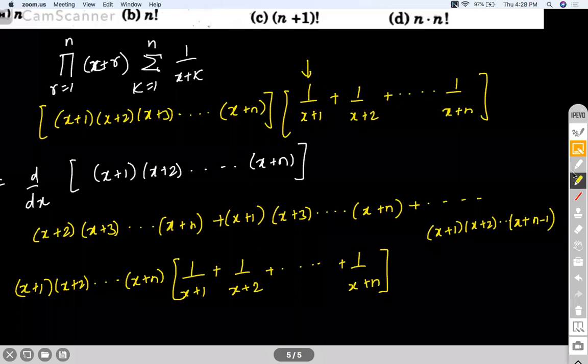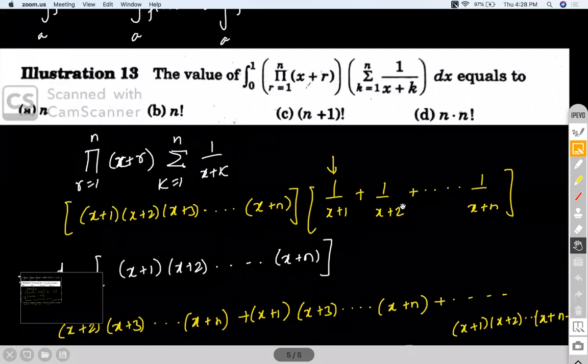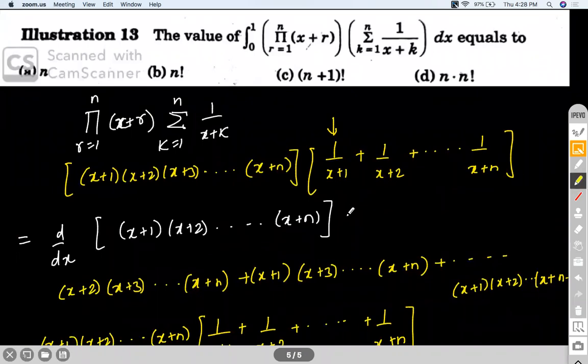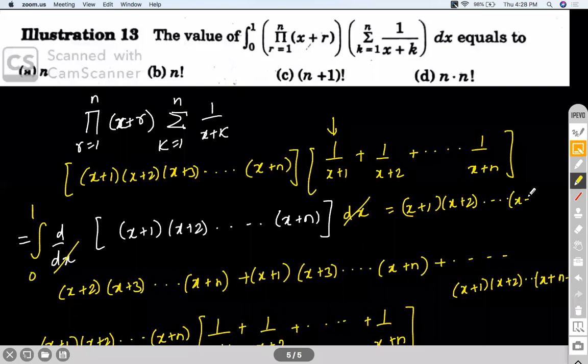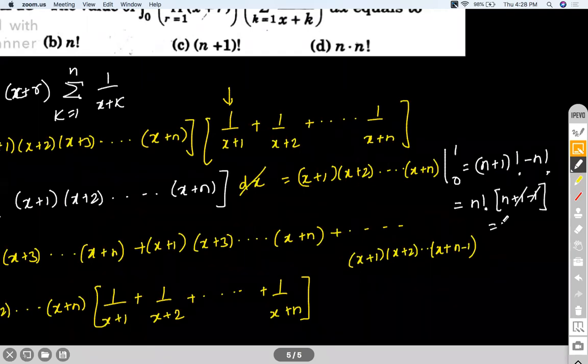So this entire expression is just the integral of an exact differential, correct? This dx integration you are doing from 0 to 1. So basically you are integrating d of something, so the answer is that something itself. You just have to put the upper and the lower limit in that. When you put 1, you get 2 times 3 all the way till n plus 1, which is n plus 1 factorial. And when you put 0, you get n factorial. If you take n factorial as common, it will be n plus 1 minus 1, that's nothing but n into n factorial. And absolutely correct, Shujan. The answer is D.